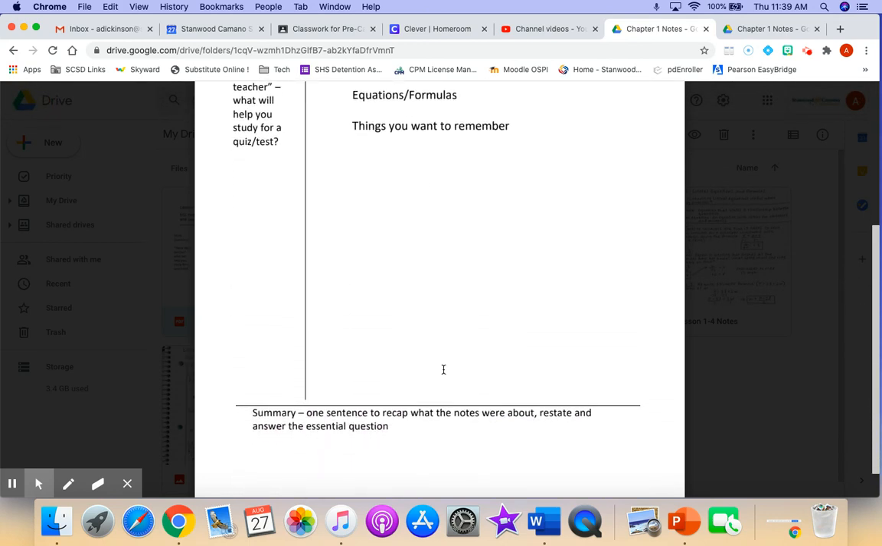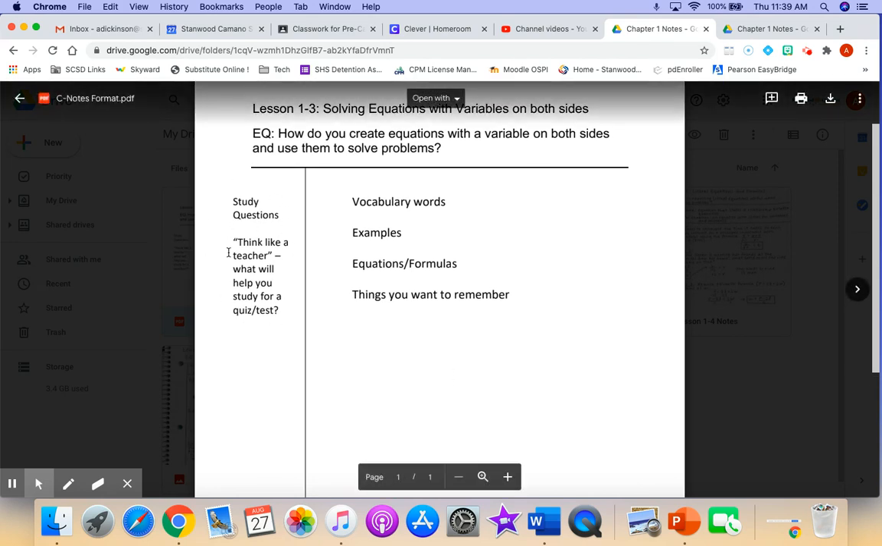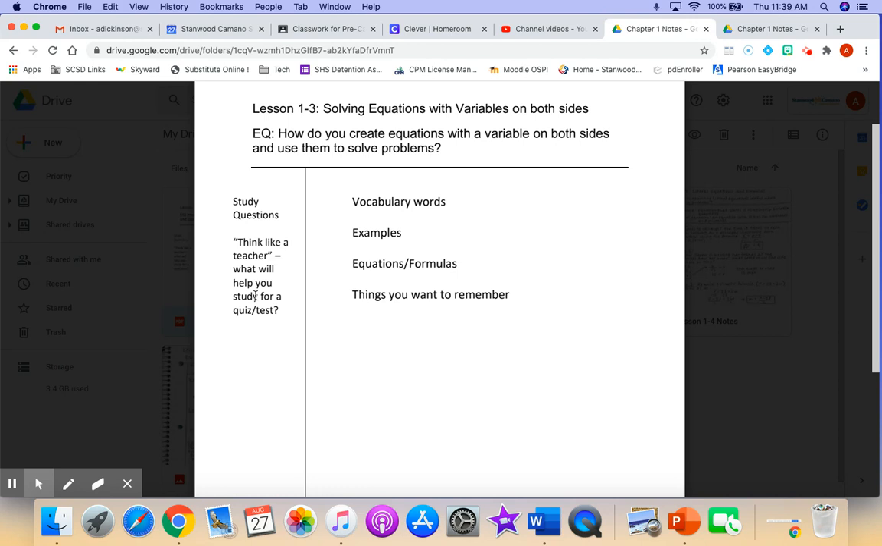Then let's say you come back the next day and you're going to start working on your assignment. Sometimes it's helpful to write study questions over here. Study questions are not things that you're not sure about. You want to think like a teacher. So try to come up with a question that could be on a quiz or a test.